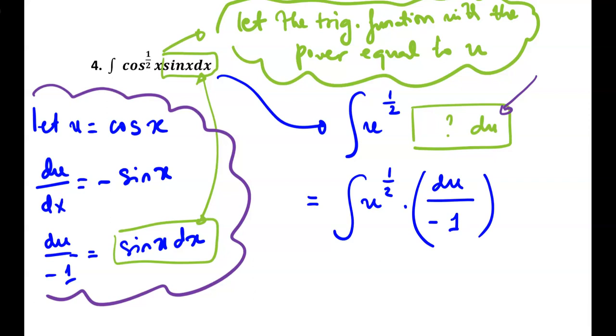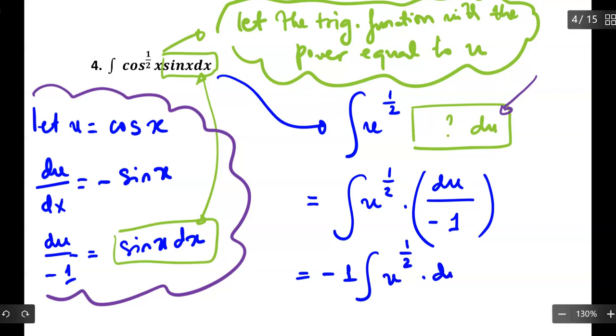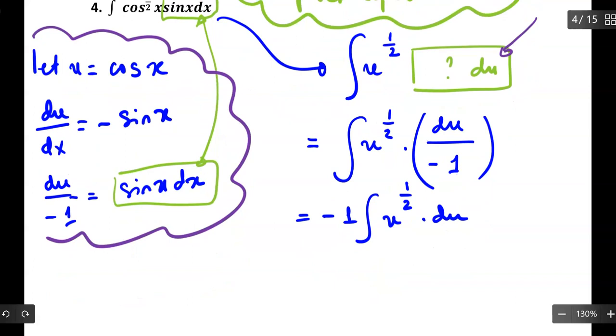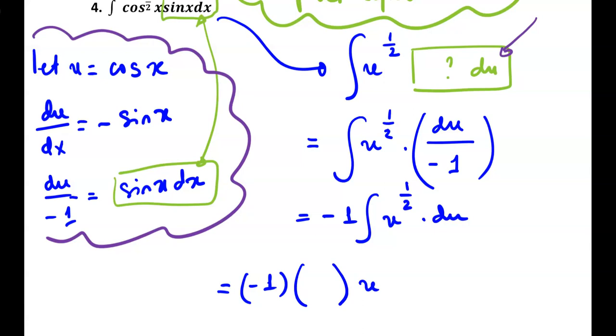Okay, so when it's times du divided by minus 1, bring this across the integral sign. It's the same thing as I multiply by minus 1. Divided by minus 1, the same thing as I multiply by minus 1. Okay, so then I have u to the a half times du. So I can go ahead and apply the basic rule for integration. That means that I add 1 to the exponent, and then I divide it by the result. I add 1 to a half. What do I have? A half plus 1 is 3 over 2.